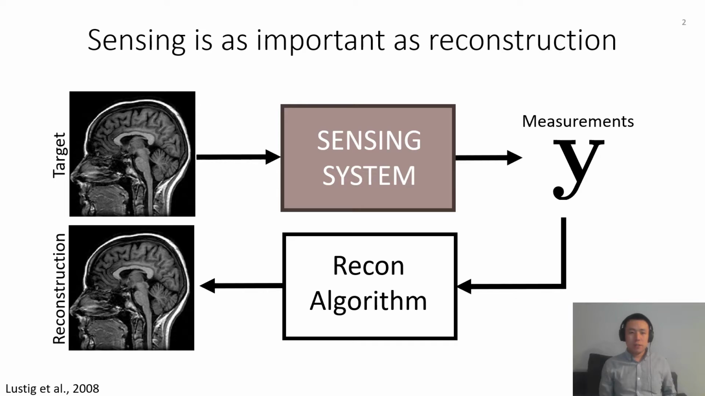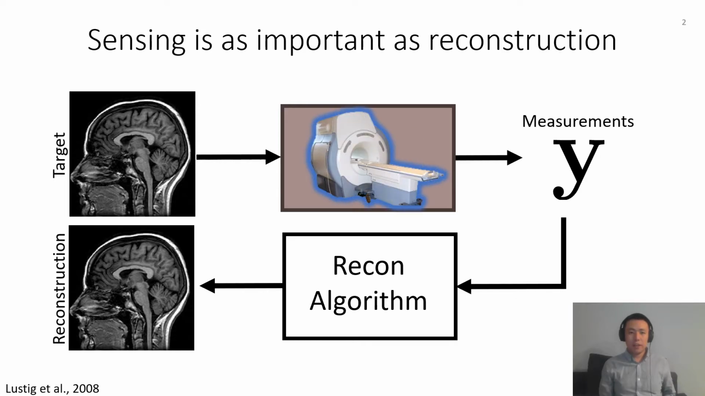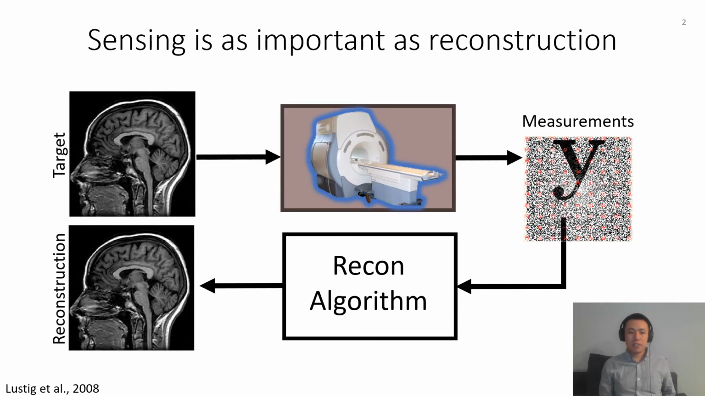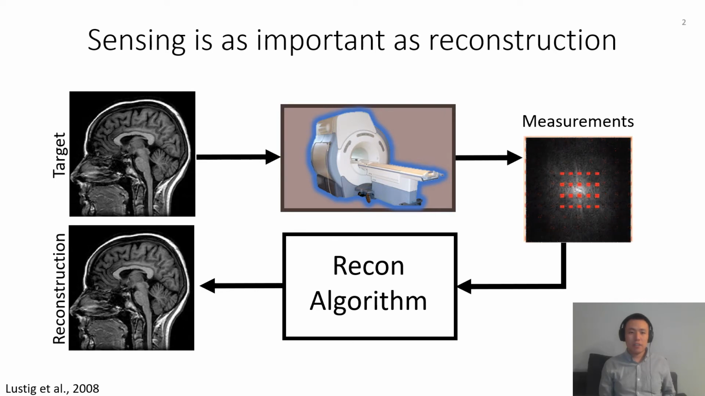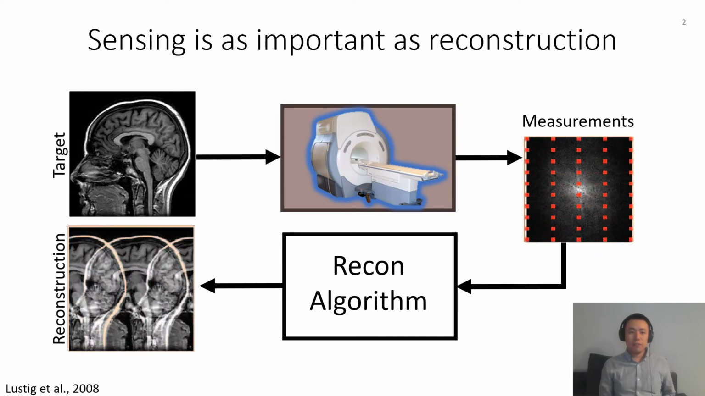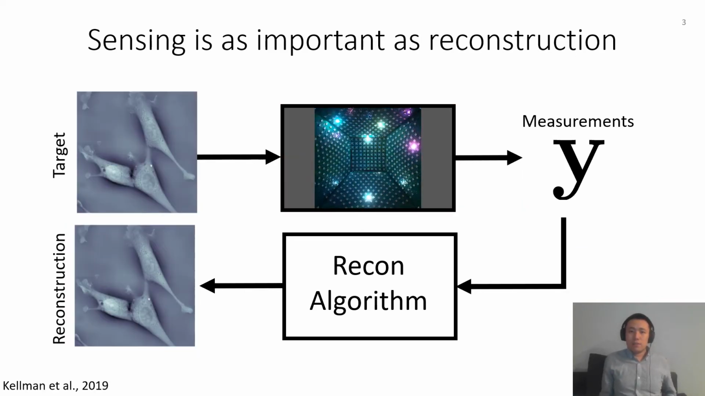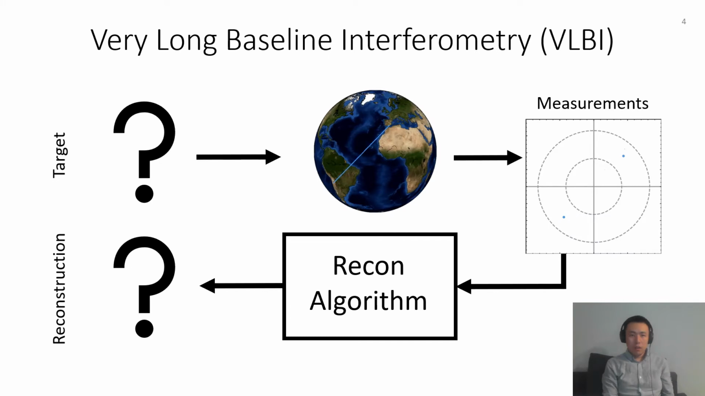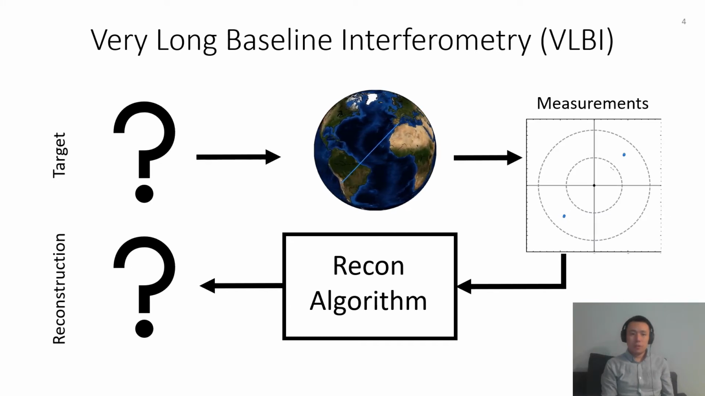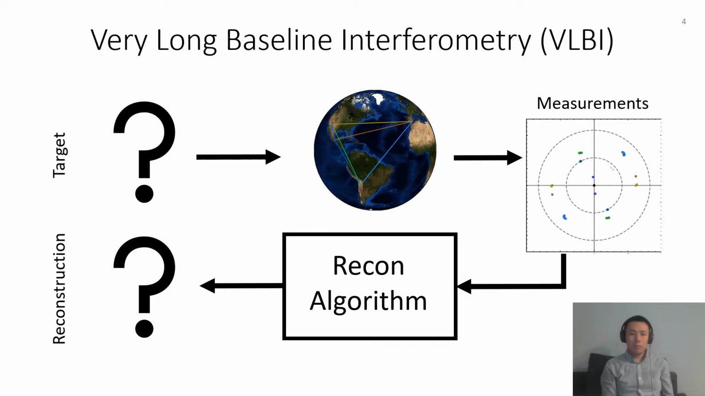For instance, in the fast MRI problem shown here, the scanning pattern of its acquisition space, or so-called K-space, can significantly influence the reconstruction quality. That's also the case for Fourier ptychography microscopy, where we need to design the illumination pattern of the LED array for better biotissue imaging. And also for astronomical imaging, for example, very long baseline interferometry, or so-called VLBI.